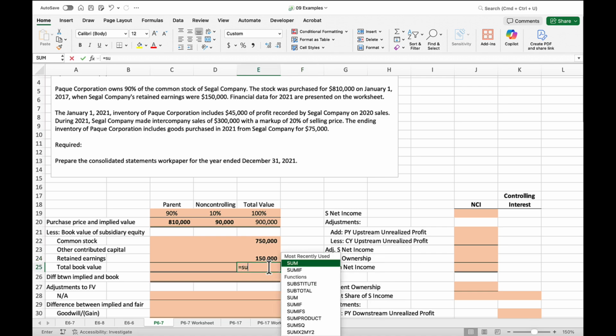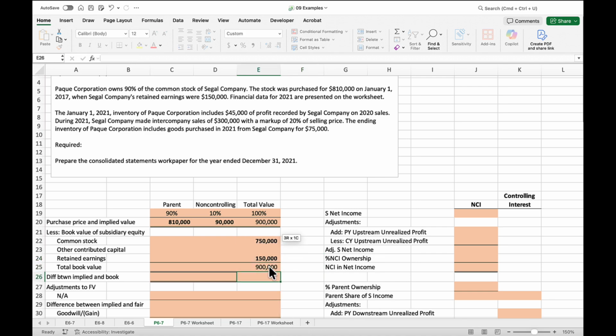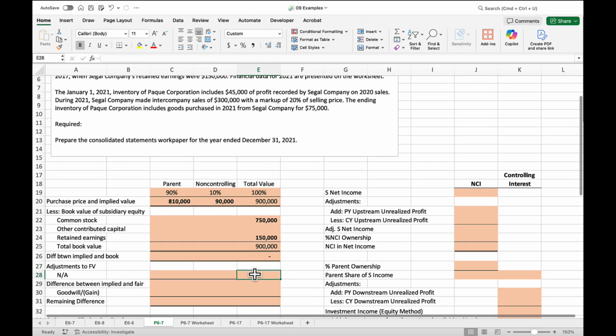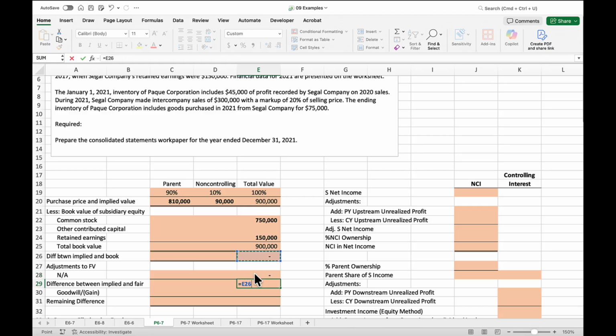We're going to add these two up. And that gives us a total book value of $900,000. So we're going to take our implied value minus our book value. And that gives us a difference between implied and book of 0. So we also don't have any fair value adjustments in this example. And so that means that we also have a difference between implied and fair value of 0, which means we also don't have any goodwill. So this is why we don't have to do entries 5 and 6 on our list of eliminating entries, because they've just simplified it for us by making that not a thing.